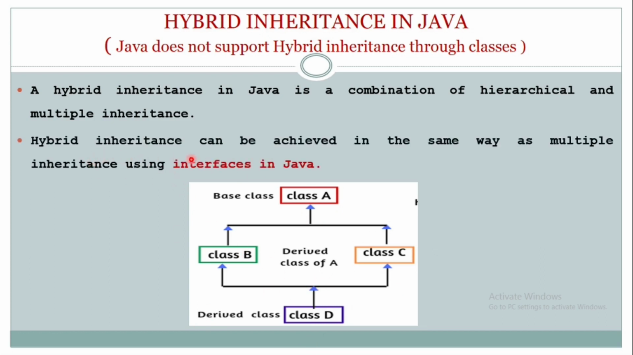Yes, hybrid inheritance can be achieved in the same way as multiple inheritance, using interfaces in Java. Even for hybrid inheritance, Java does not support this through classes. The hybrid inheritance can be implemented using interfaces.